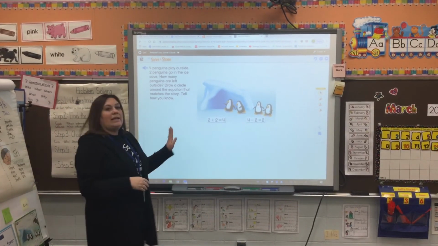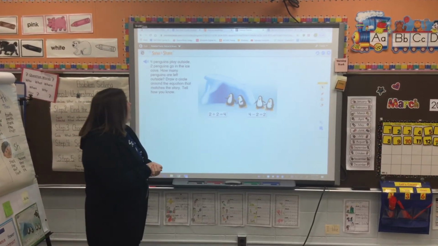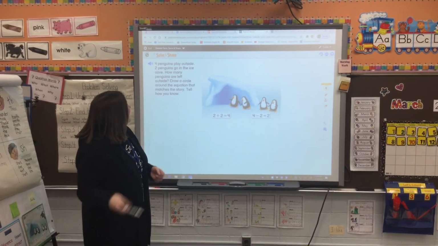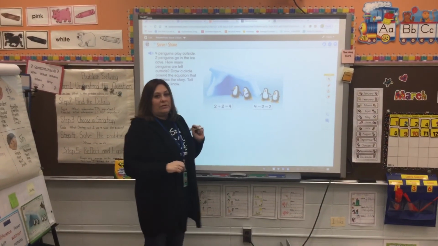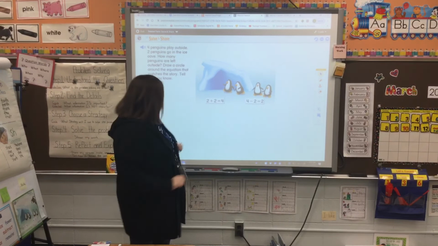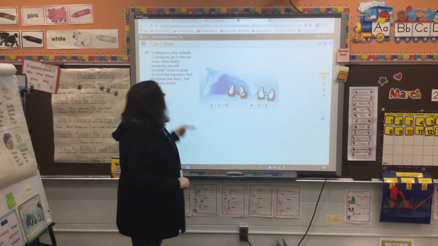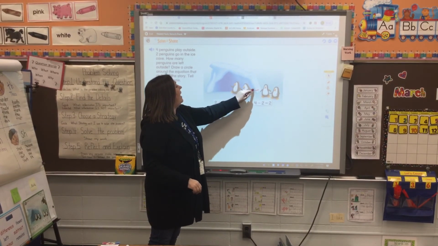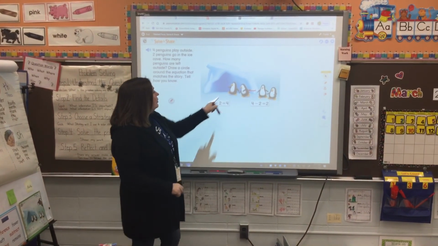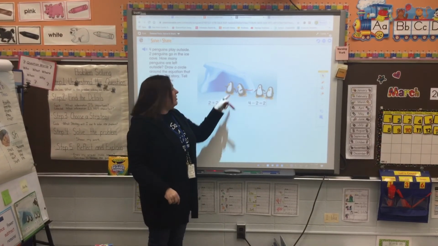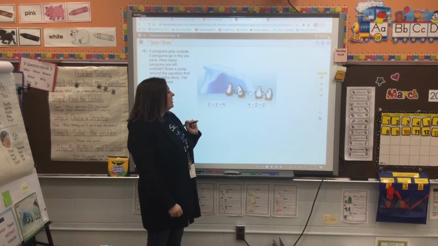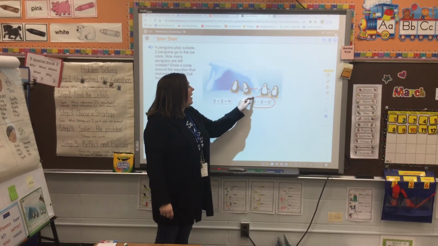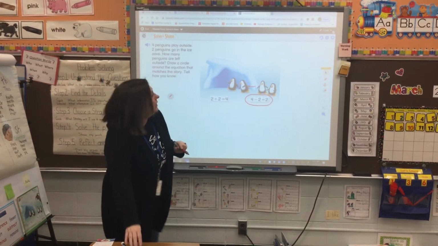So we see that there are 4 penguins playing outside, and then 2 penguins go in the ice cave. Don't write on the board with that. Sorry. Where's your pen? So these guys are going to go away. So they're leaving. So if we have 4 and 2 of them go away, how many are still left? We have 2 left. So this is the correct answer.